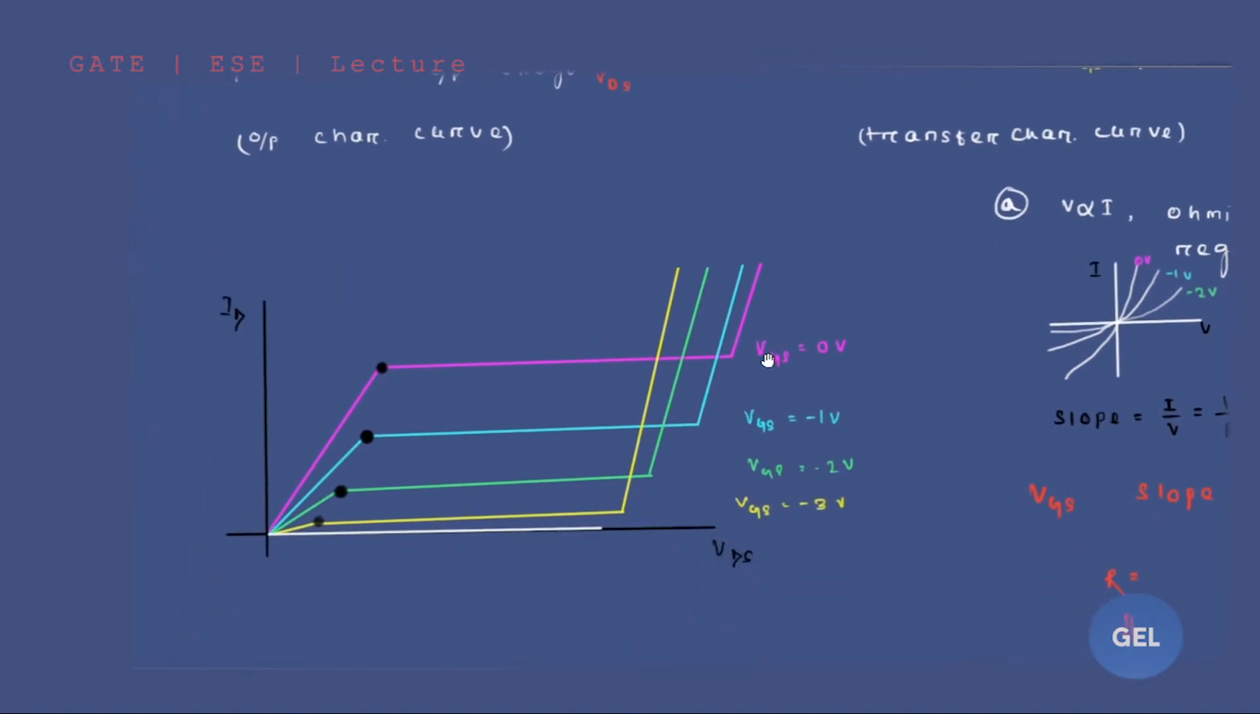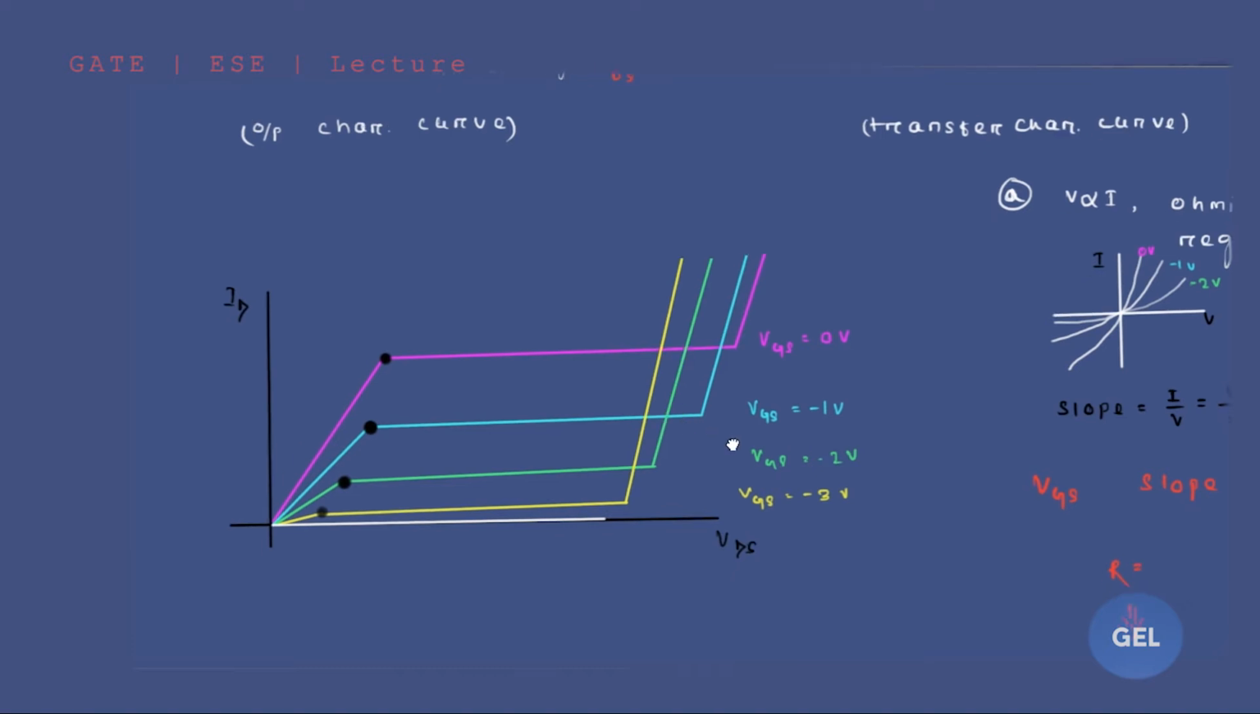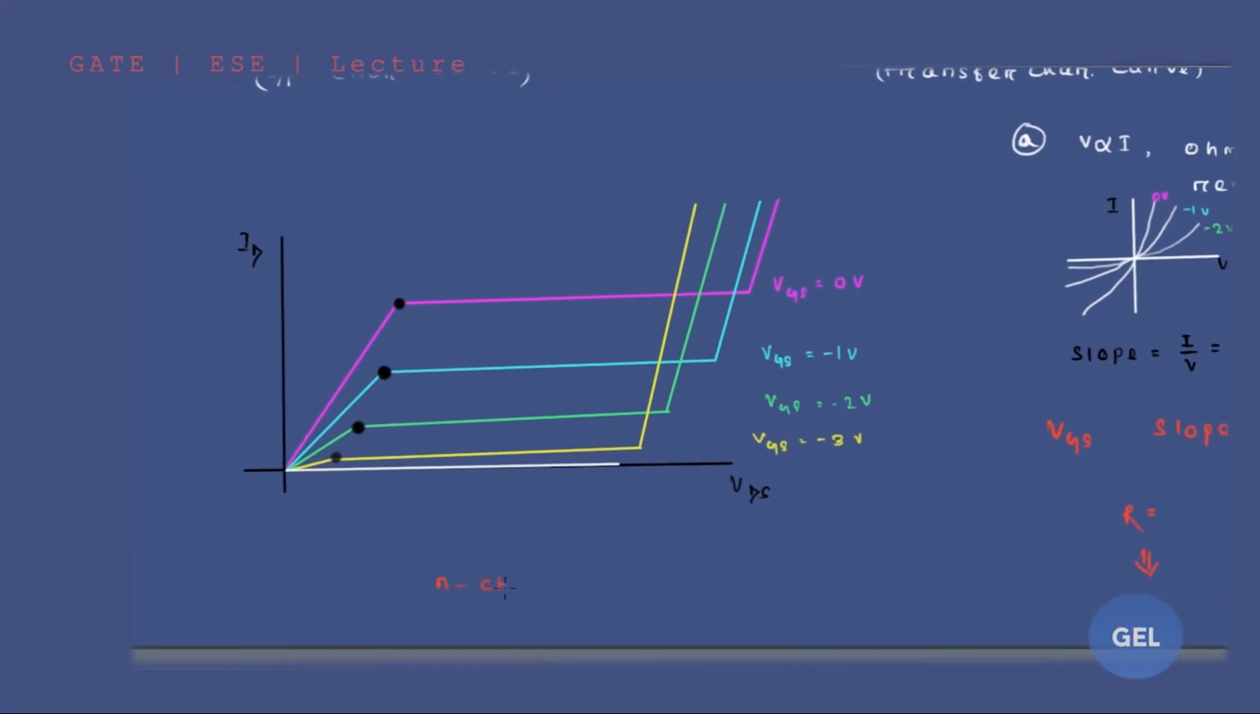Once I start decreasing the VGS value from 0 volt, to -1, then -1 to -2, -2 to -3, slowly our graph will change like this. For VGS 0 volt, the graph will be like this. For VGS equals -1 volt, the graph will be like this. This is for N channel. My dear friend, this is for N channel JFET. For P channel JFET, this value will be more positive, but here the values are getting more negative.